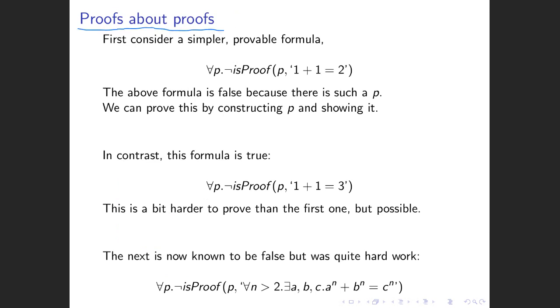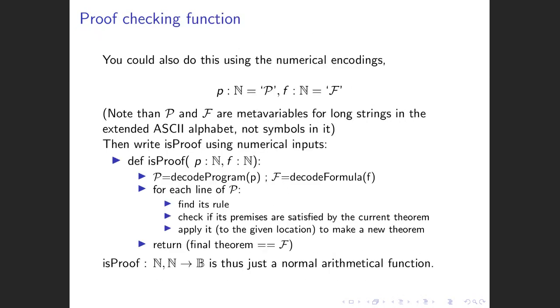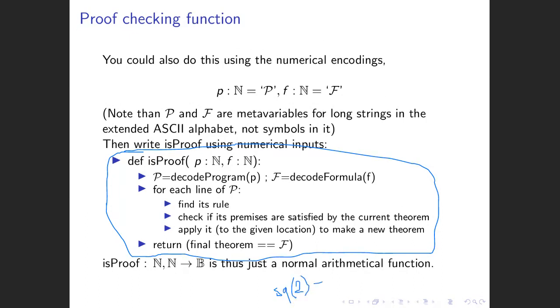Okay, now let's consider proofs about proofs, or metaproofs. Let's consider a simple example of this. We now have a numerical function called isProof. If I give you a claim like, I don't know, the square of 2 equals 4, this is an arithmetical claim, and you can go off and check it. In this case, it works because the square of 2 is 4. isProof is just another arithmetic function, just like squaring is an arithmetic function.